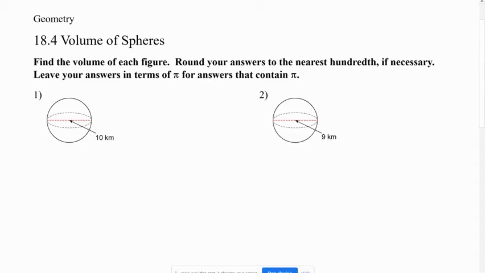To find the volume of a sphere, we'll use the equation volume equals 4/3 pi r cubed. Go ahead and copy down the diagram for example 1.